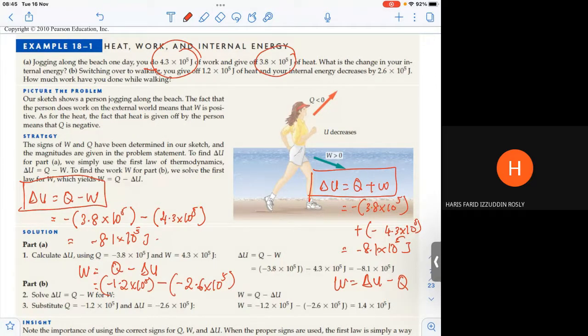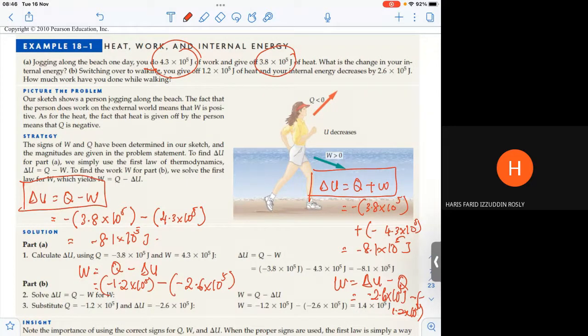What happens from the Serway textbook point of view? What is delta U? The delta U is the internal energy. It decreases? Yes, decreases. So therefore, you need to put negative 2.6 times 10 to the power of 5 joules, and then you minus, since you give off heat, 1.2. Don't forget to put the negative at Q. So negative 1.2 times 10 to the power of 5. Then negative 2.6 plus 1.2 times 10 to the power of 5 joules. You still will get 1.4 something.